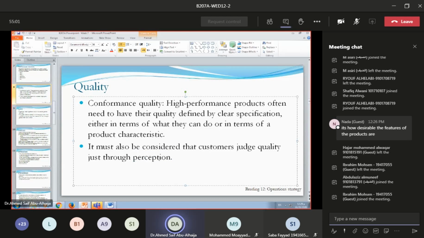So this means, as a company, you need to try to control a little bit, as much as you can, the perception of people by using clear messages to help them understand the quality of the product. Okay, fine.